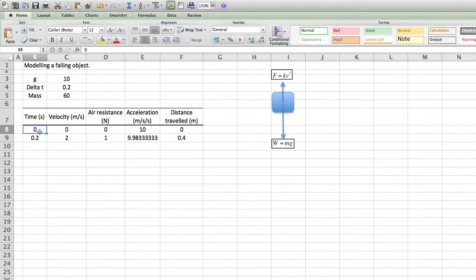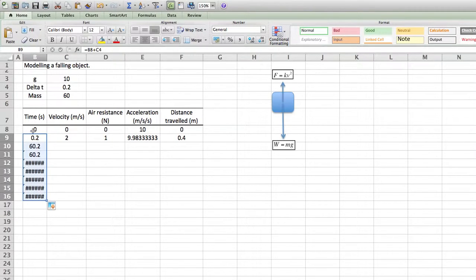So first of all, time equals 0 is 0. Okay, next one down. What we need to do is add the previous time to this little interval, delta t. As we press return, we get 0.2. And you'd imagine at this point, all I'd have to do is drag this down, and I'd get 0.4, 0.6, etc. But there are problems occurring.